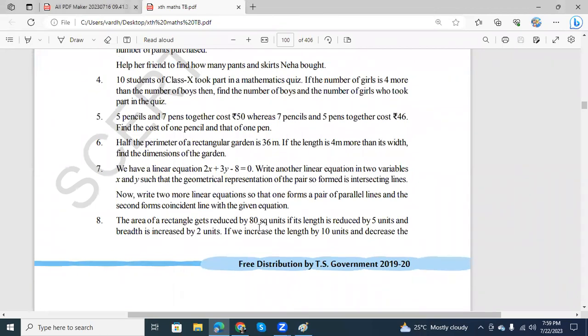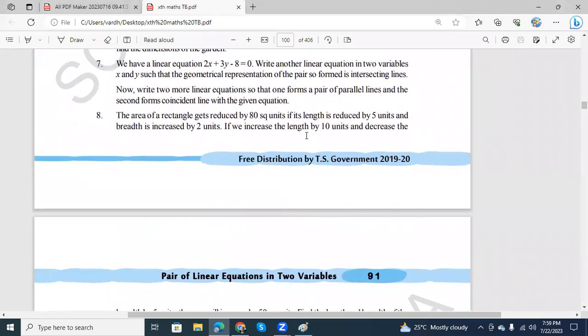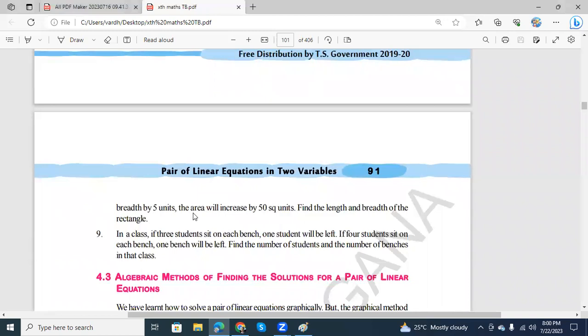The area of a rectangle gets reduced by 80 square units if its length is reduced by 5 units and the breadth is increased by 2 units. If we increase the length by 10 units and decrease the breadth by 5 units, the area will increase by 50 square units. Find the length and breadth of the rectangle.